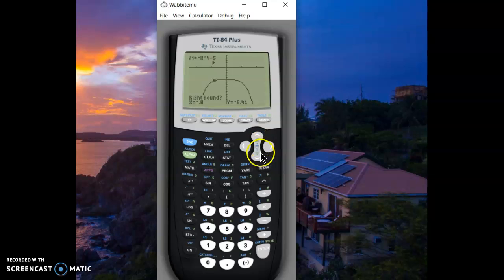Then I'm going to toggle over to find my right bound, click enter, click guess, and here it's found that the maximum value is at (0, -5). This concludes the demonstration of the calculator skills that will help you to evaluate polynomial functions.